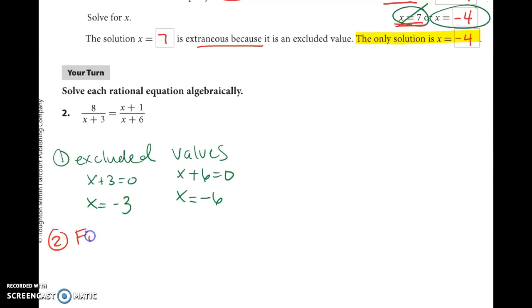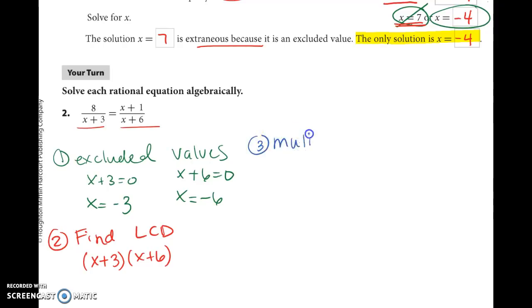Step 2 was to find the LCD. So the LCD is going to be all the factors of our denominators. And so we have an x plus 3 on that left-hand side and an x plus 6 on the other side. And so that's our LCD. Now, the third thing that we do is we multiply each term by the LCD.